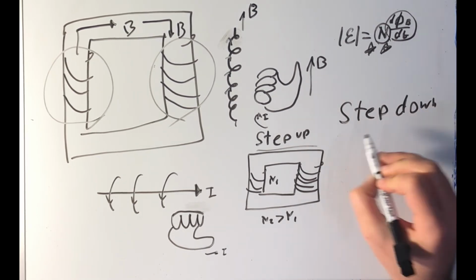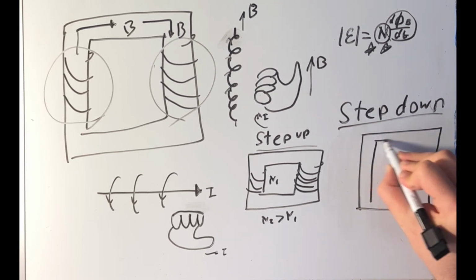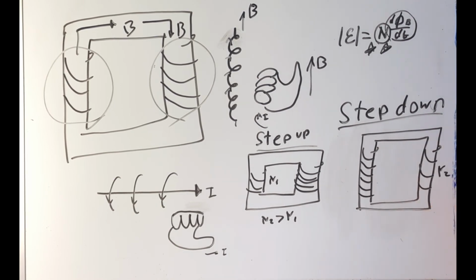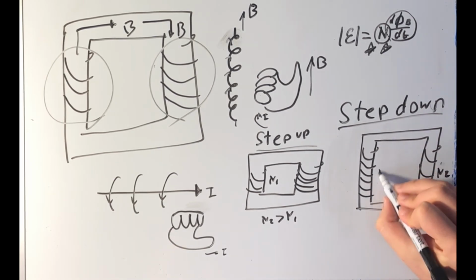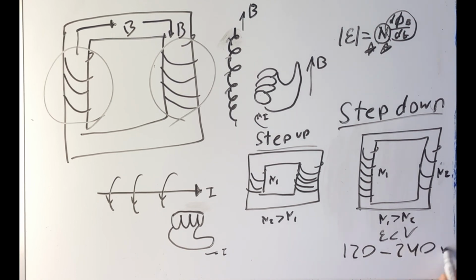Now, a step-down transformer works almost oppositely compared to the step-up transformer, where the primary windings have more number of turns compared to the number of turns in the secondary winding. Now, the induced voltage would be much lower than the voltage in the primary winding, decreasing the current in the secondary winding as well. On average, households receive a voltage between 120 to 240 volts.